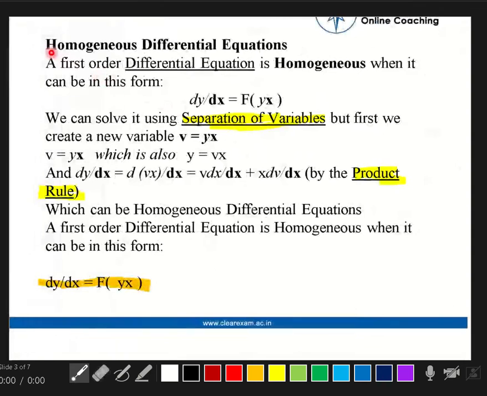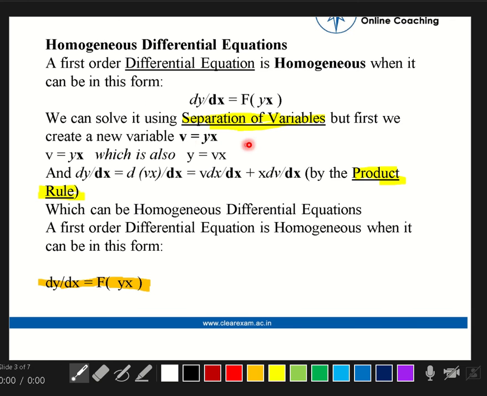First you have to learn about homogeneous differential equations. Mainly, a first order differential equation is homogeneous when it is in the form dy/dx = f(y/x). This is the main form by which we can confirm whether the equation is homogeneous or not.